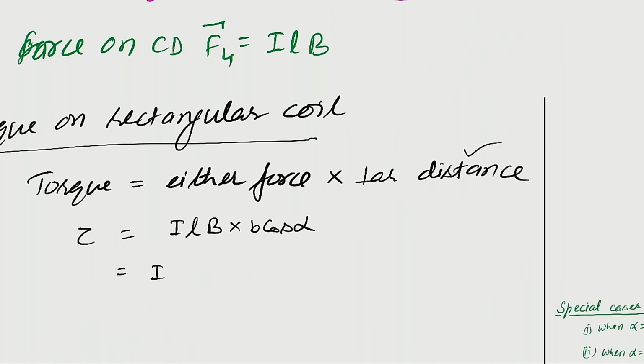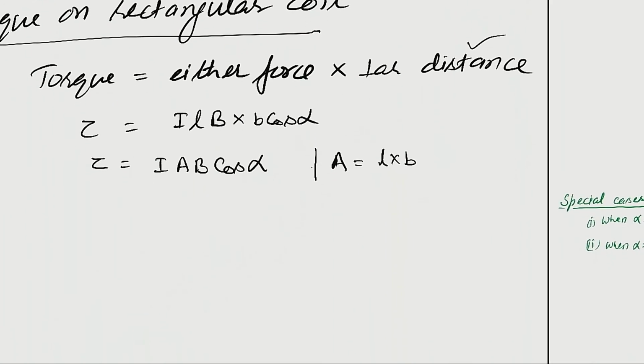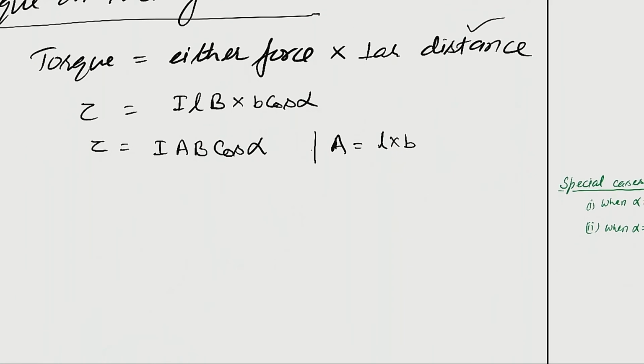So using these values, we can write I A B cos alpha. Now what is this A? Here A is length into breadth, that is the area of the square. So we can write the torque acting on this loop is IAB cos alpha. And if there are n number of turns, then we can multiply this by n.